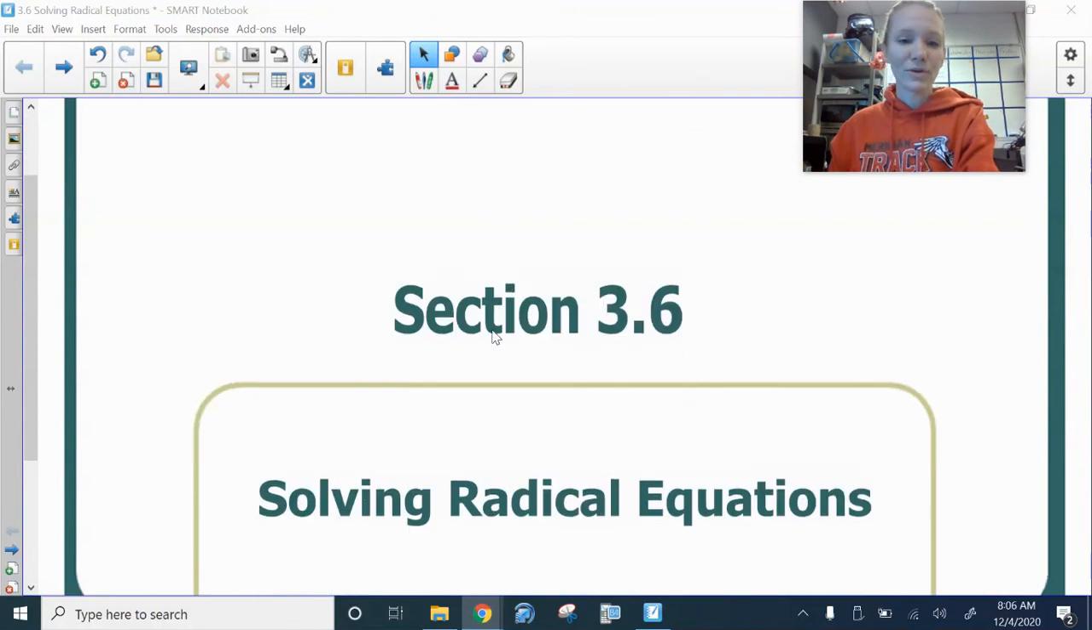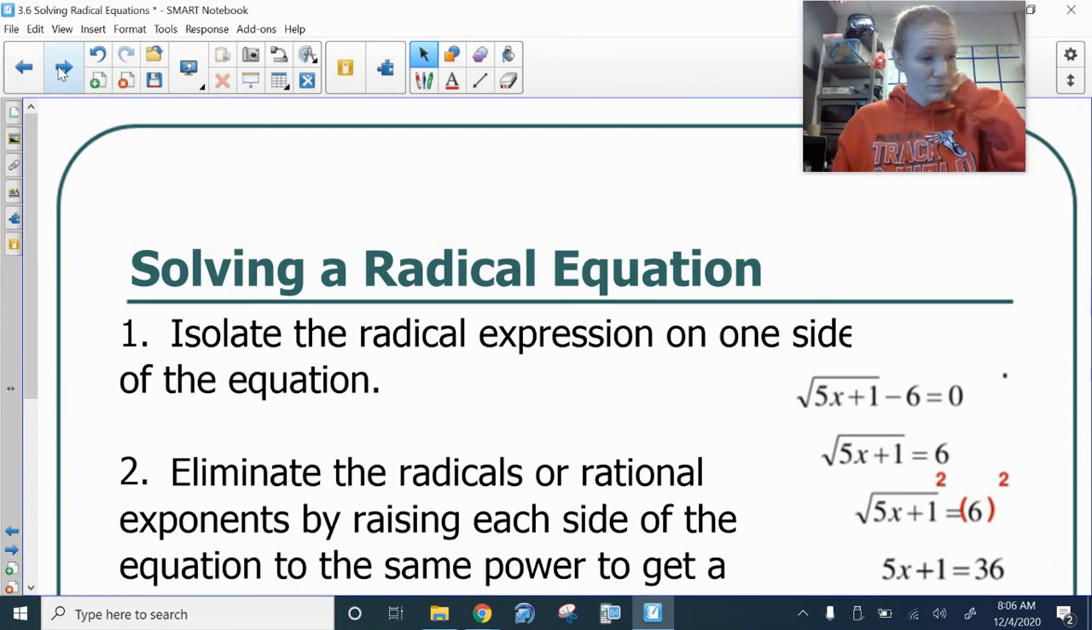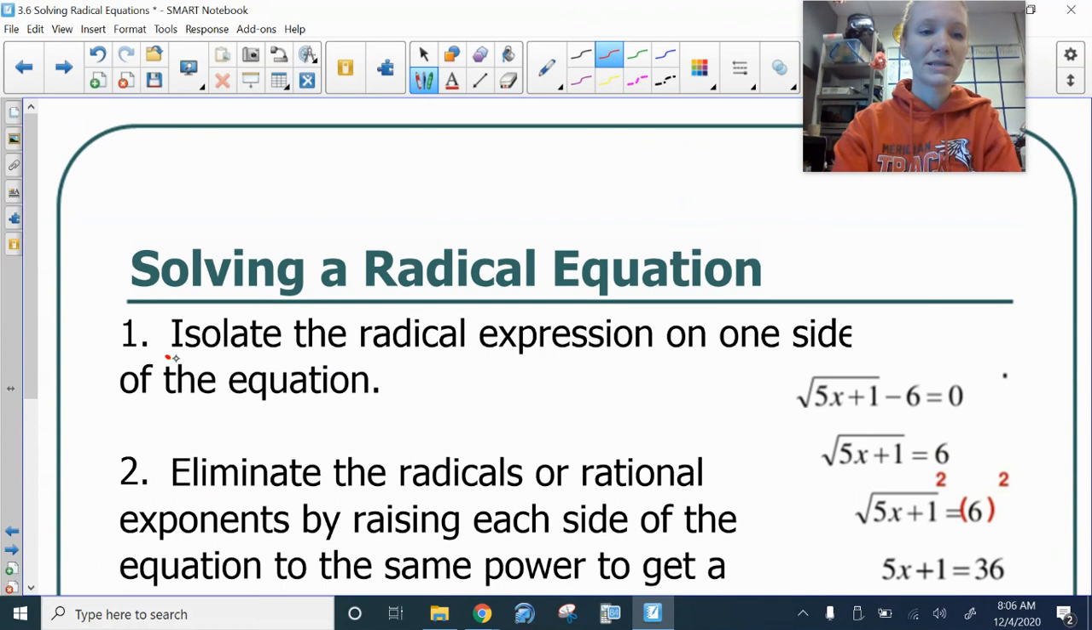Okay. So 3-6, we're going to solve radical equations. That means we are going to be looking at anything with a square root or a cube root, and we're going to try to isolate that radical. There's two keywords we've got to fill in on our packet. Let me grab my pen here. We are going to isolate, which is just a really fancy word for get it by itself. Isolate the radical expression on one side of the equation.